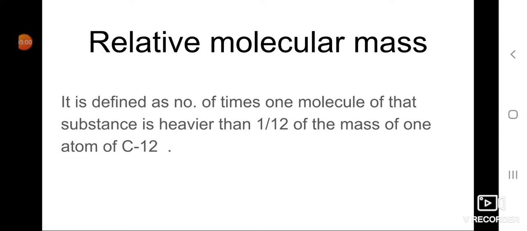What is relative molecular mass? It is defined as number of times one molecule of that substance is heavier than 1/12 of the mass of one atom of carbon-12.